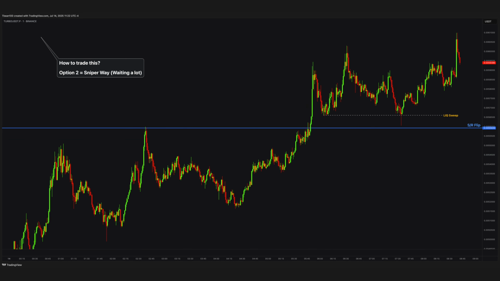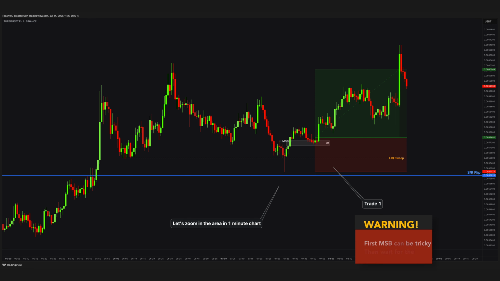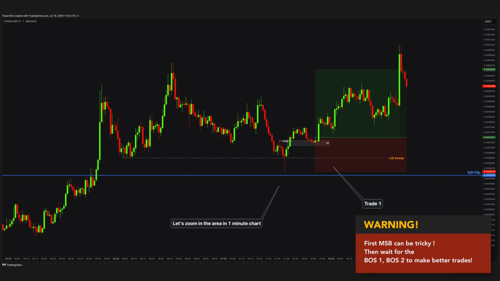Now, what about the complicated way, the harder sniper approach? Let's observe the same price action area on the 1 minute chart to get closer to the entry location. If you want to be any kind of sniper trader, you have to wait. Wait for the inner structure to shift in your favor. For example, this market structure break with the imbalance area, which gives you the first trade idea.